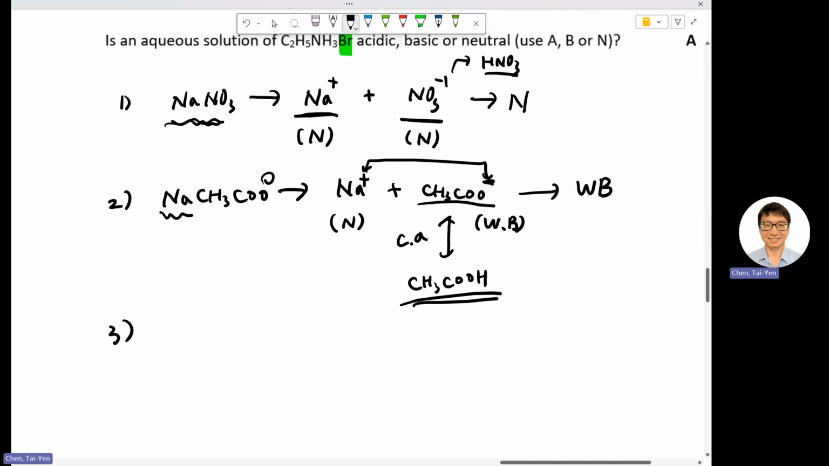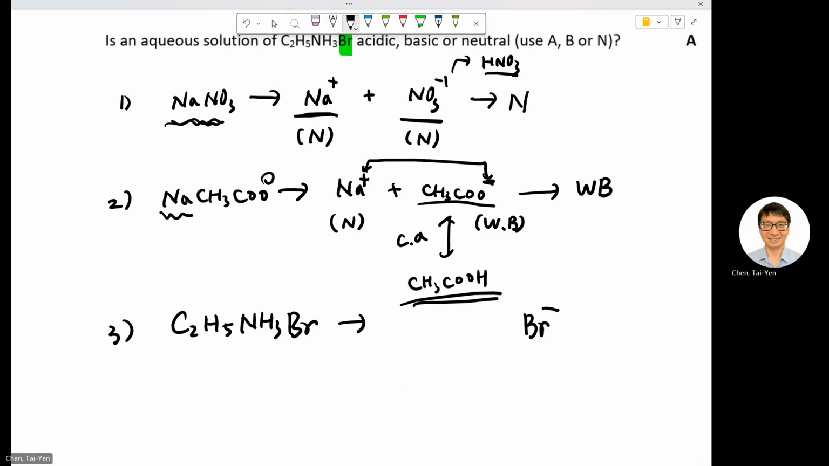Third example, C2H5NH3Br. Okay, a very long chemical formula, but you see this Br at the very end, right? Once it dissociates, it gives you Br minus, and Br minus is part of HBr, which is a strong acid. Therefore, this one is neutral.